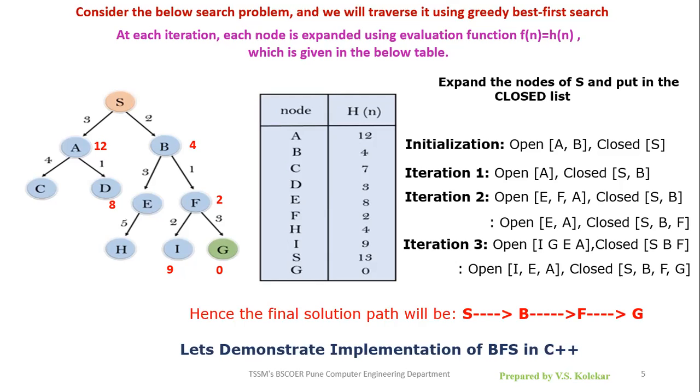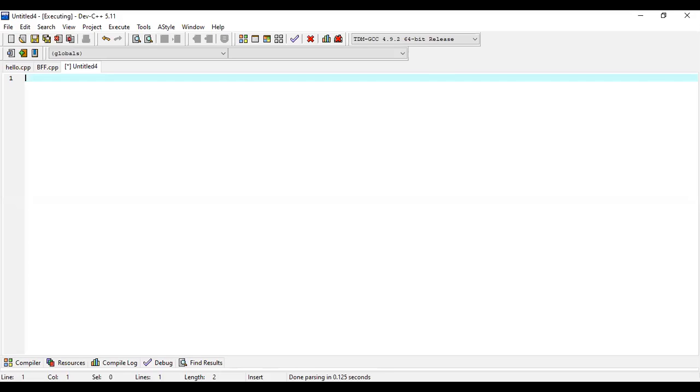Let's demonstrate the implementation of best first search in C++. For that we have to open an IDE for writing the C++ code. So let's open the IDE. This is the IDE for C++ code. In C++ we first have to include the header file: #include <bits/stdc++.h>. This file we have to import for the best first search.